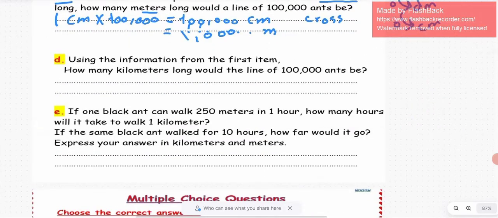Using the information from the first item, how many kilometers long would the line of the 100,000 ants be? I want this number from the previous question. My answer, I want it in kilometers. When you change from meter to kilometer, from small unit to big unit, you have to cross 3 zeros to be 1 kilometer.